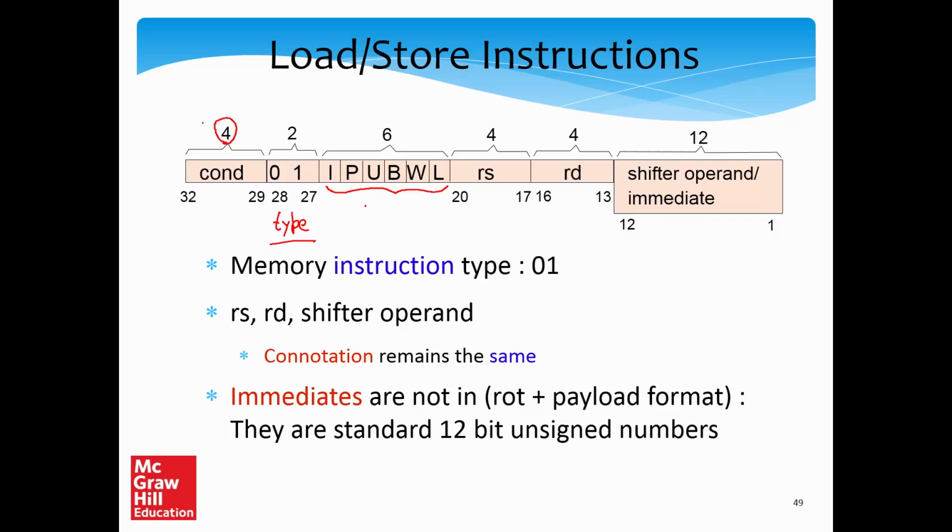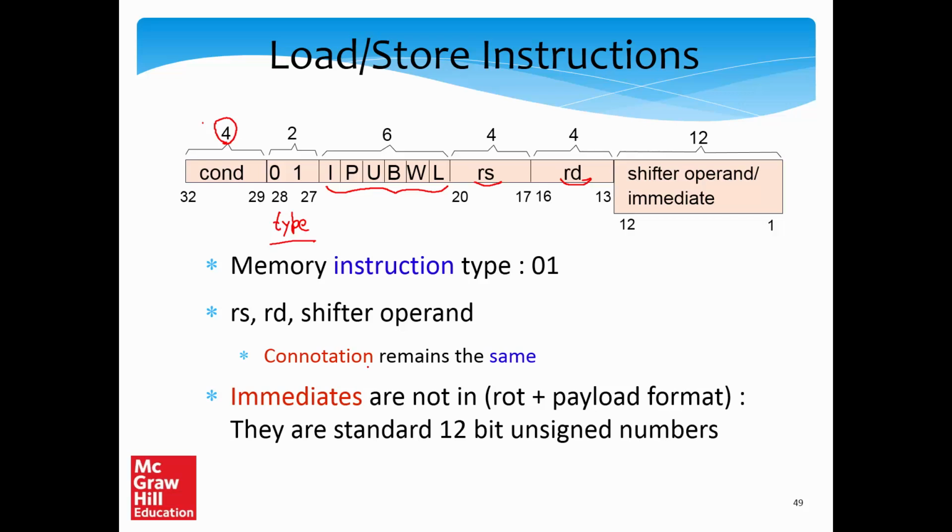So RD in the case of a load instruction is the destination of the load, and RS is the base register. In the case of the store, they maintain a similar connotation. RS is still the base register, and RD is the register that the value comes from. The most important thing is that immediates in the load store format are not in the rote plus payload format. Instead, they are standard 12-bit unsigned numbers. This is an important distinction to keep in mind, that these are standard 12-bit unsigned numbers, and they are not in any special format, neither are they signed numbers.